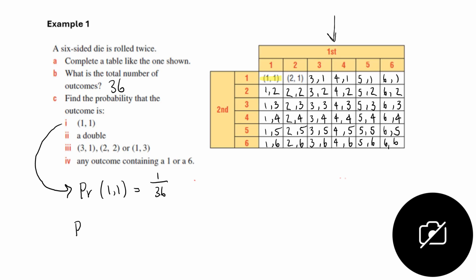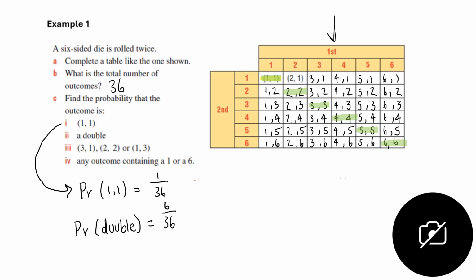The probability that I have a double. When we say double, we mean that we've got the same number. So 1, 1, 2, 2, 3, 3, 4, 4. Let's have a look. I've got 1, 2. Conveniently, they all go down the diagonal. I've highlighted 6 numbers. There was a total of 36.